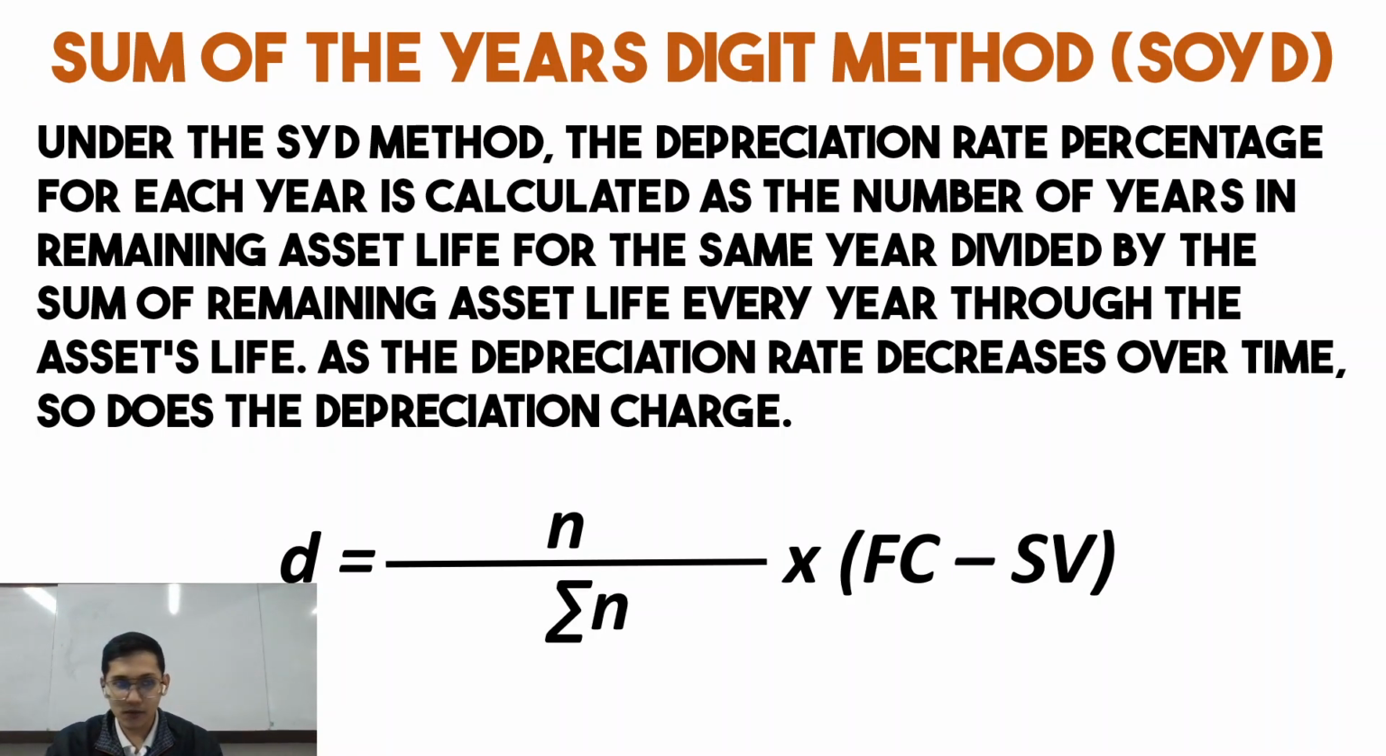So, for the last method, we have what we call the SOYD, or sum of years digit method. Under SYD, the depreciation rate percentage for each year is calculated as the number of years in remaining asset life for the same year divided by the sum of remaining asset life every year through the asset's life. As the depreciation rate decreases over time, so does the depreciation charge natin. Ibig sabihin lang ito, isa-solve natin every year. So, ibig sabihin, masasolve nyo, kunyari, meron kayong iPhone, binili nyo, Pro Max, binili nyo siya ng 2023 this year.